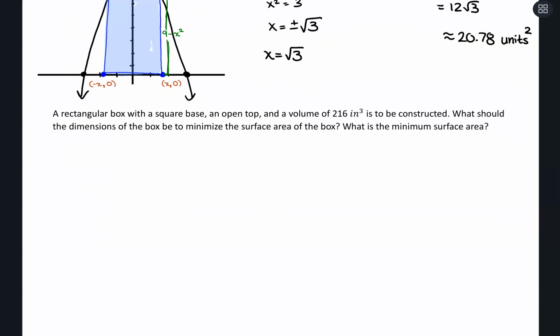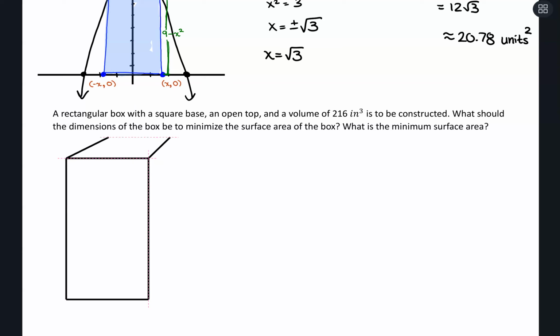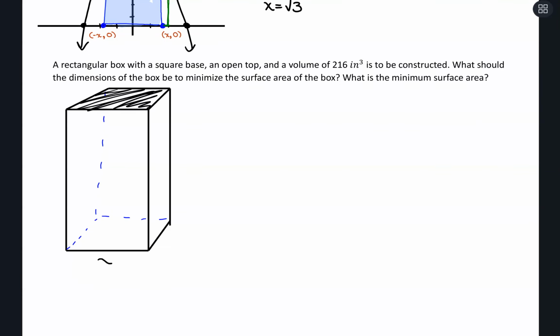Okay, the next one. We have a rectangular box with a square base and an open top. So let's get that picture going. All right, there's one side. And let's see, it's going to be square. And we have an open top, so nothing up there. And let's see, square base, so let's call that x by x. And then we're going to have some height as well.